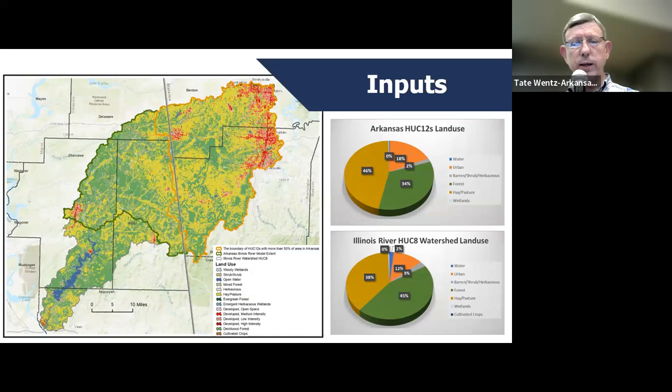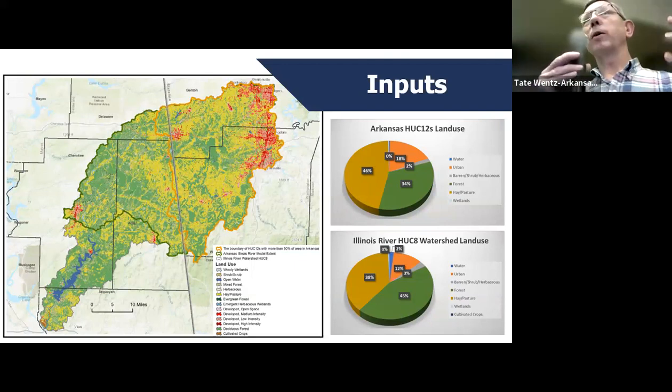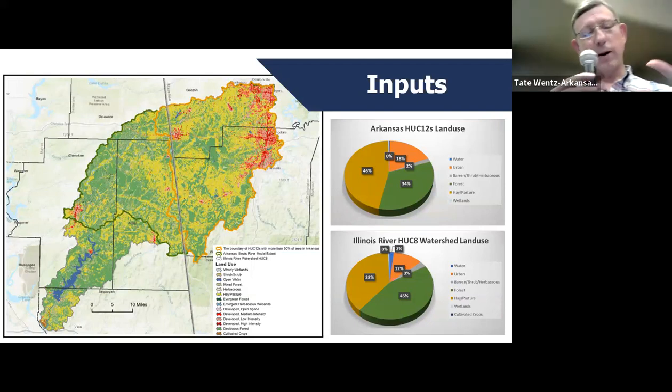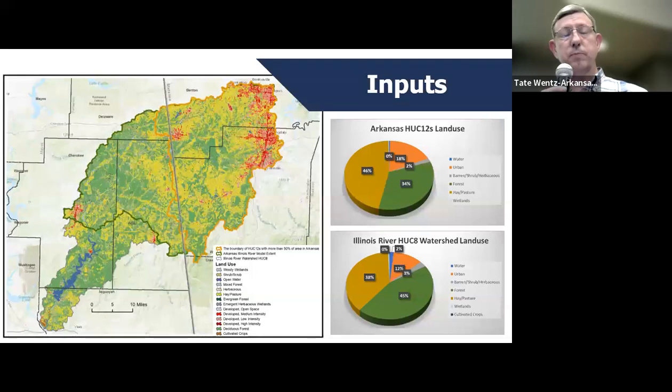One of the things I do want to point out here, especially in Northwest Arkansas, people are thinking, okay, yes, land use is changing. There's a lot of urbanization. Sometimes it may feel like the whole watershed is urban. Well, it's not quite. As you can see on the map, there's obviously quite a bit of developed land over on the eastern side, but if you look at the pie charts, there's still quite a bit of forest and pasture land.